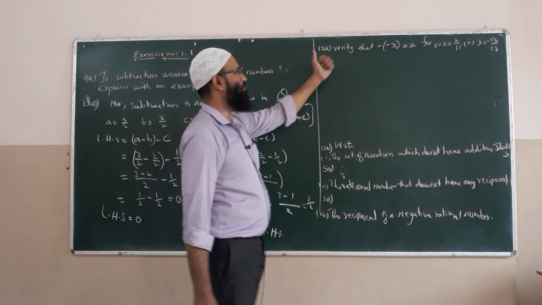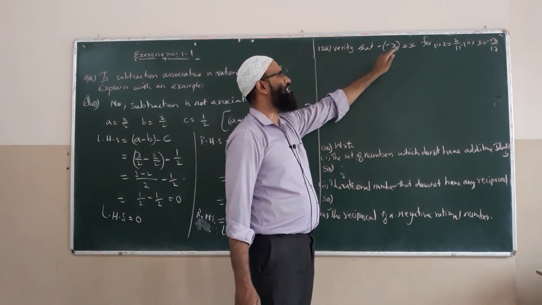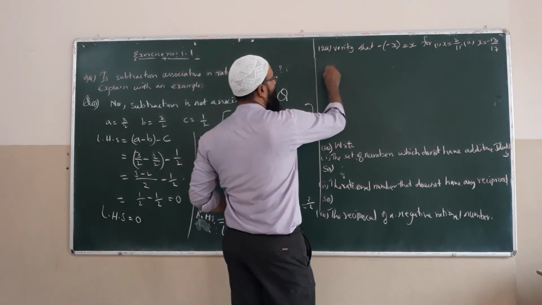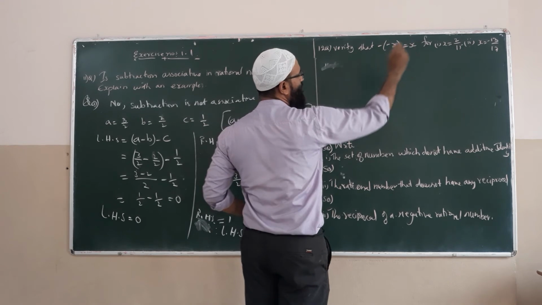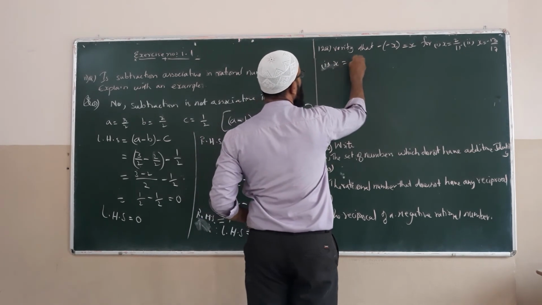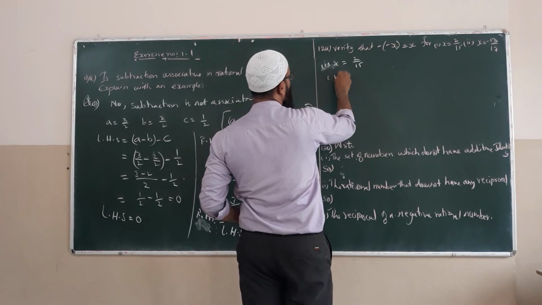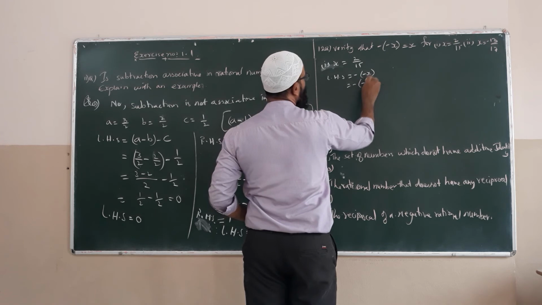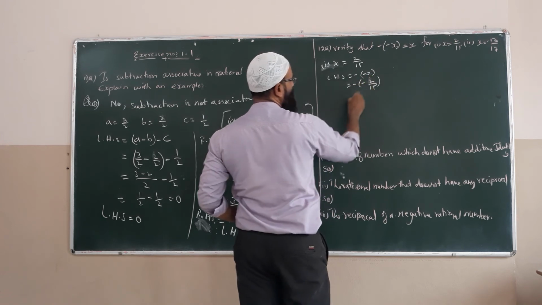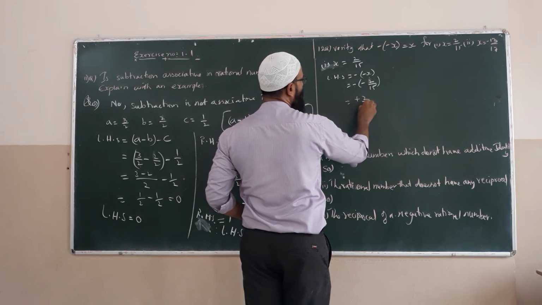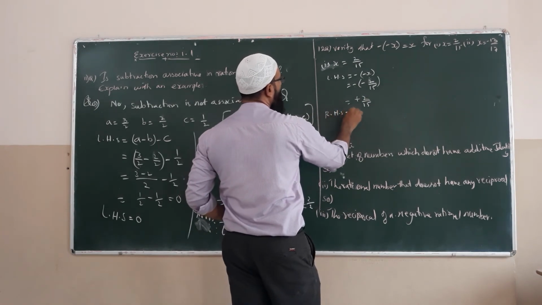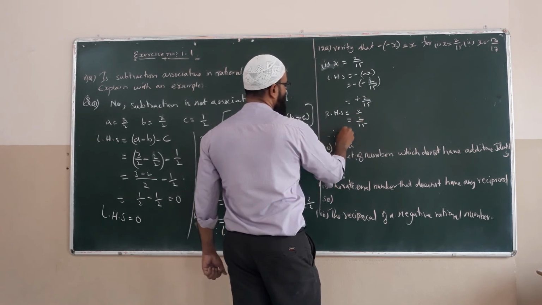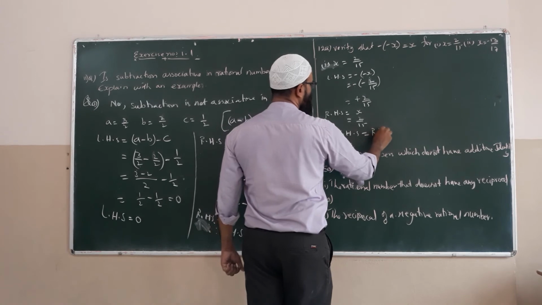Now come to the next question. Verify that minus of minus x is equal to x. We know that minus into minus is plus only. LHS: take first x is equal to 2 by 15. What is LHS here? Minus of minus x. In place of x, take 2 by 15. Minus into minus is plus 2 by 15. Then RHS. What is RHS? x only. x is 2 by 15. This one, LHS is equal to RHS. Verified.